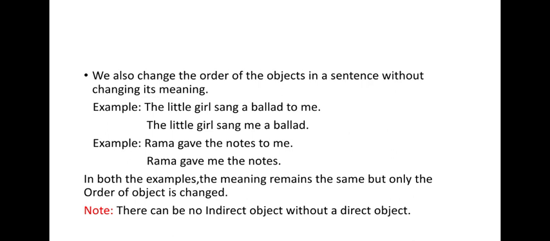We can also change the order of the objects in a sentence without changing its meaning. You don't have to get confused, okay? We can change the order of an object. That means the order of the object will be changed. Sometimes it would appear first, or sometimes it would appear after the direct object, or sometimes it will appear before the direct object. But you don't have to get confused, okay?